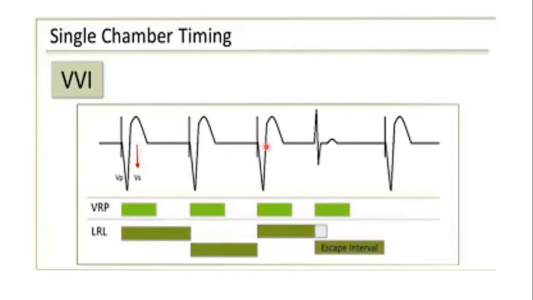And the cycle will continue until it senses an intrinsic ventricular activity. Then this intrinsic ventricular activity that happens before the end of the lower rate limit will now stimulate an escape rhythm, and this escape rhythm will continue until the end of it. If it does not sense any intrinsic activity, then it will pace again.